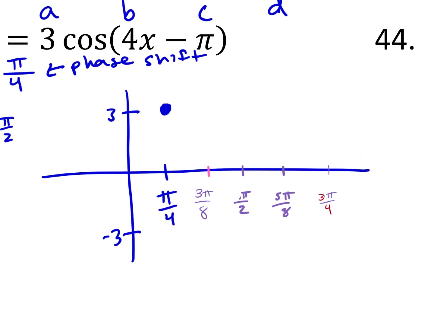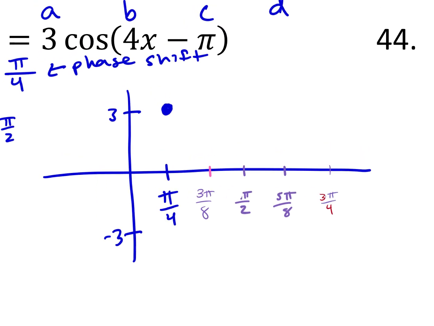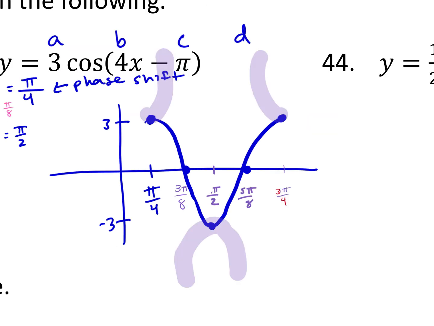So with cosine, we said we start up top at the amplitude. Where would I go next? Back down to 0, then back down to -3, back to 0, and then up at the amplitude again. So this would be my graph. So if this asks for more than just one period and we continued our graph, this would be a full parabola. But it's just a half parabola just because it gets cut off.